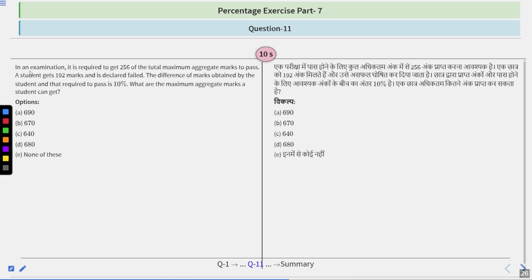Next question is, in an examination, it is required to get 256 marks of the total maximum aggregate marks to pass. A student gets 192 marks and is declared failed. The difference between the marks obtained by the student and those required to pass is 10%. What is the maximum aggregate mark a student can get? You have 5 options and 10 seconds to solve this question. Your time starts now.